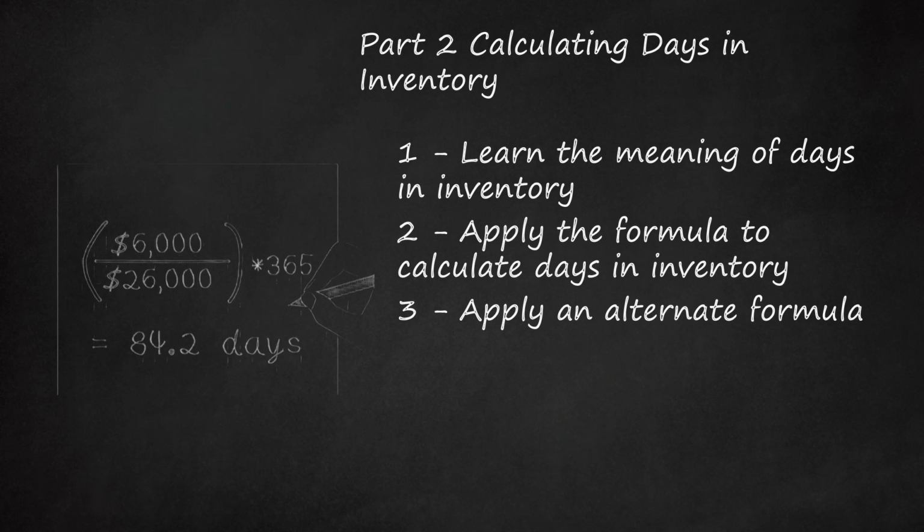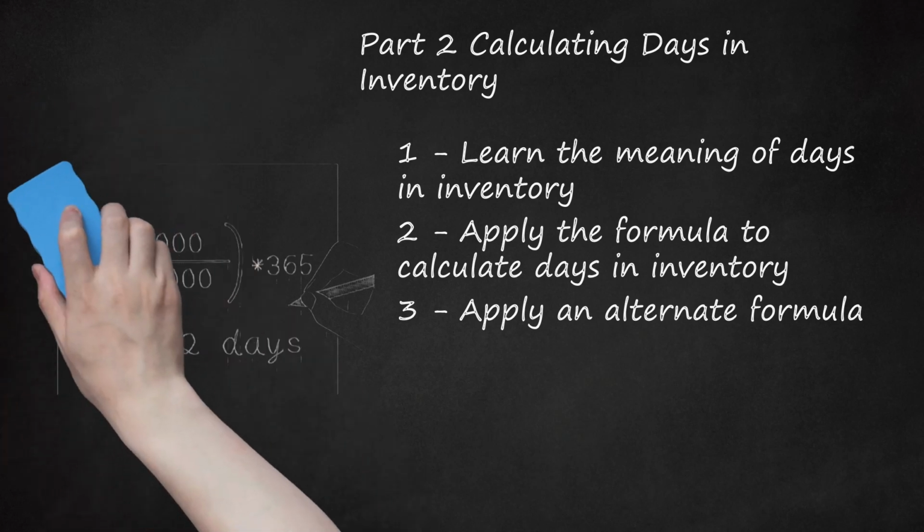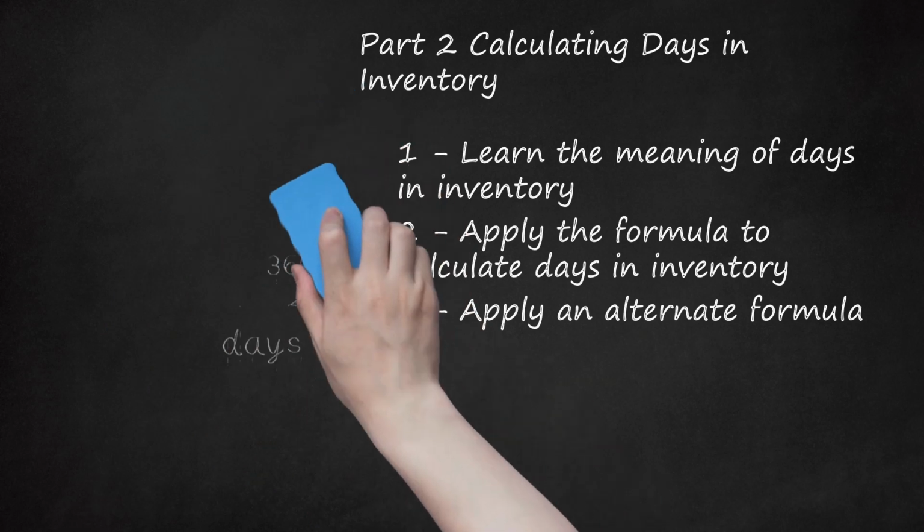$6,000 ÷ $26,000 × 365 = 84.2. You still get the same answer. It takes this company 84.2 days to sell its average inventory.